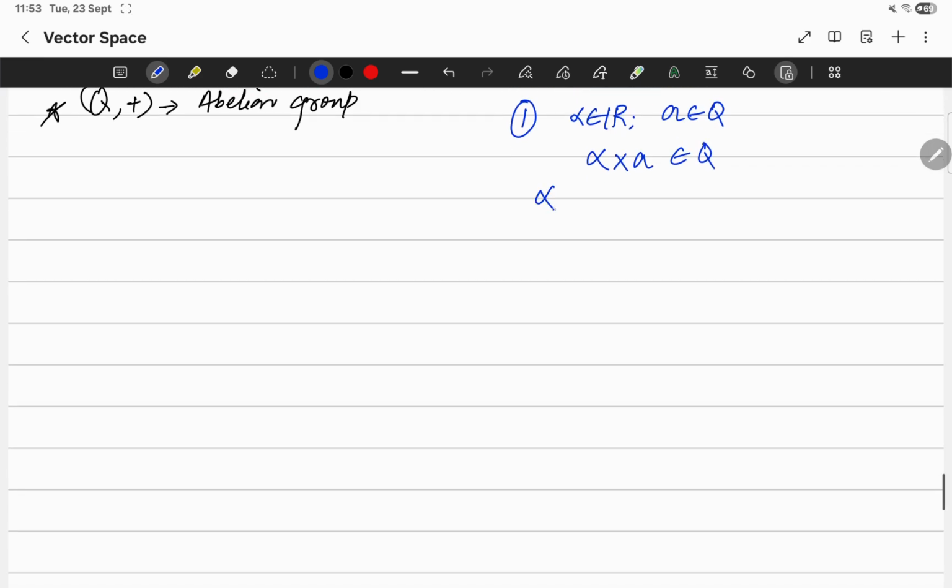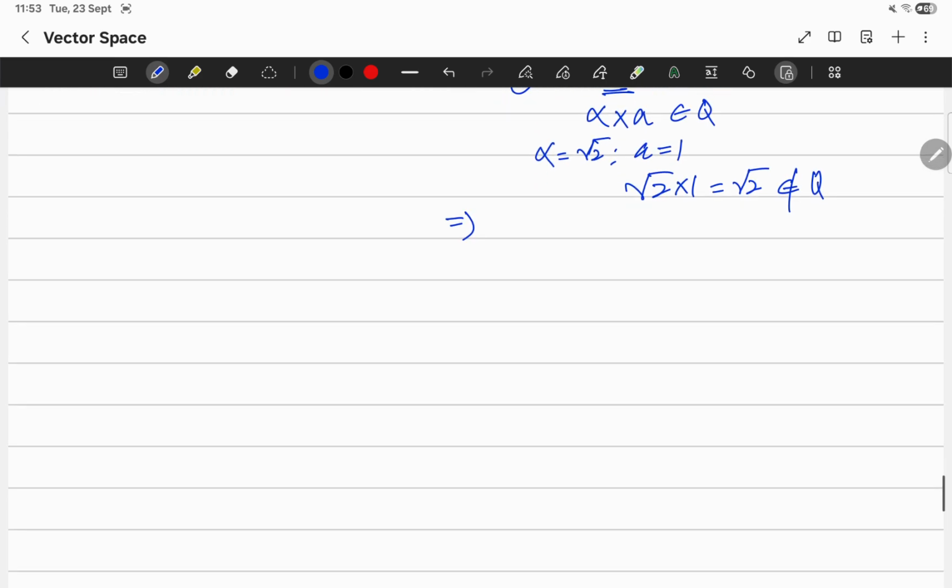For example, if alpha is equal to root 2 and A is equal to 1, then root 2 times 1 is equal to root 2. Because alpha is a real number, we have to take a real number here, so the result is not in Q. It means that it is not satisfying the scalar multiplication, so that means Q over R is not a vector space.